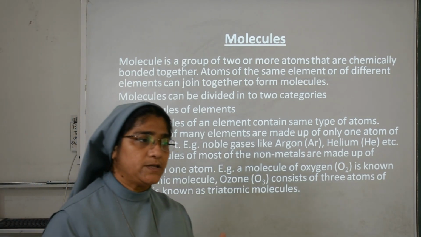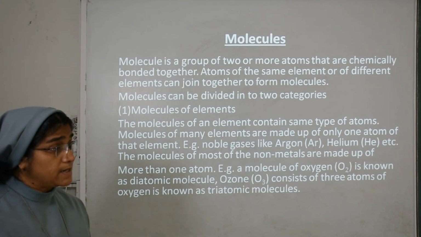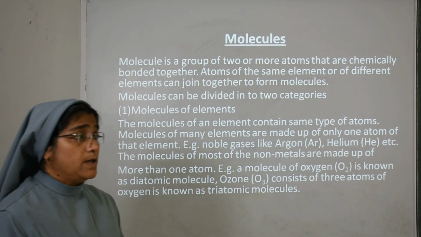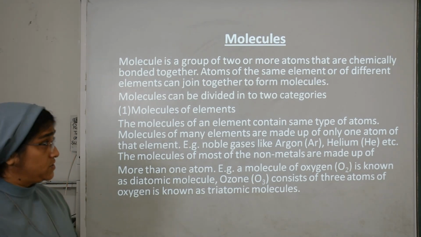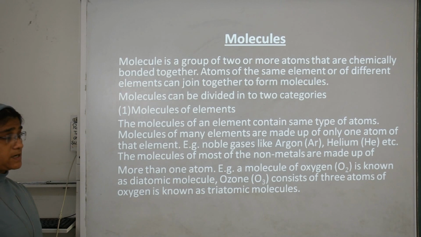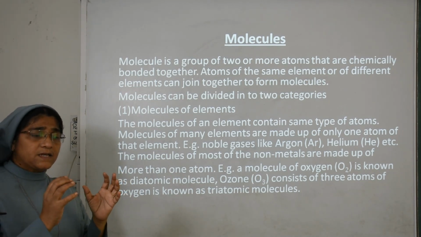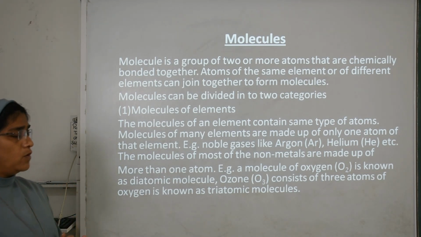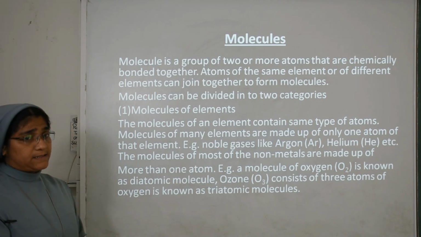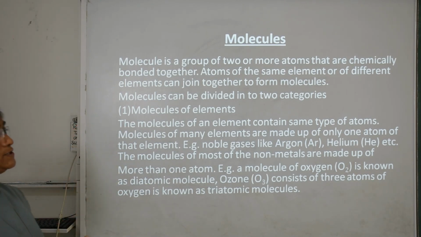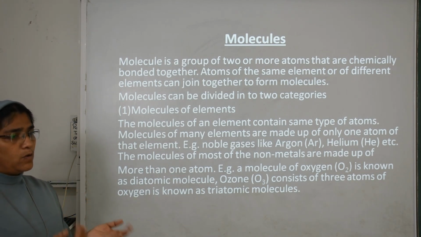In the last chapter we studied the atom. What is an atom? An atom is the smallest unit of matter. It is indivisible and indestructible; it cannot be created or destroyed. Here we will study molecules. Atoms combine together to form molecules. A molecule is a group of two or more atoms that are chemically bonded together.